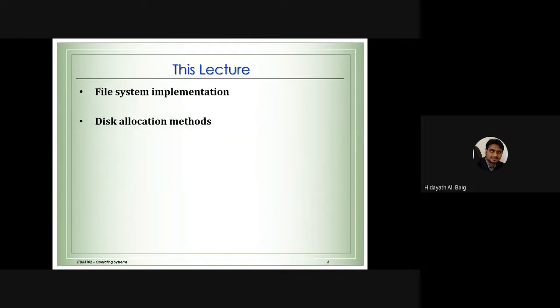Okay, so today we are going to discuss how the file system is actually implemented in the operating system and disk allocation methods. I told you that when we need to give the hard disk to the files, the operating system allocates the disk. Actually, what do we mean by this? How will the blocks of the disk be given to the files for storage?